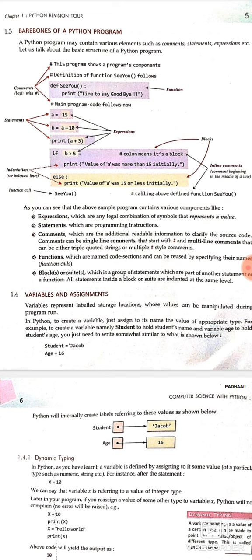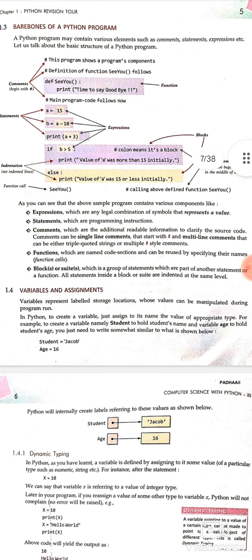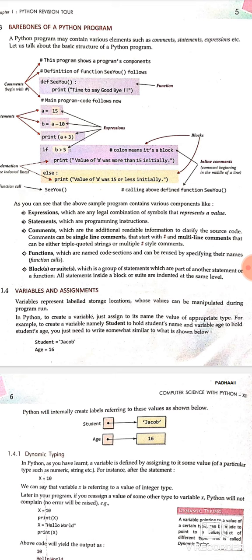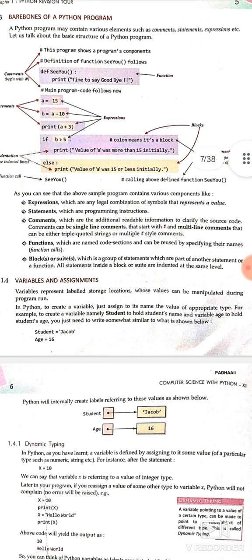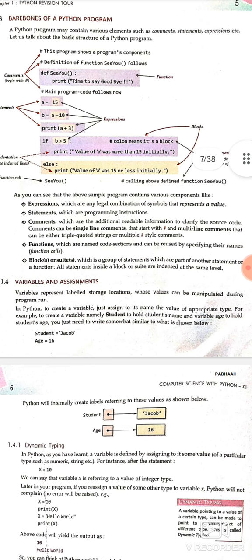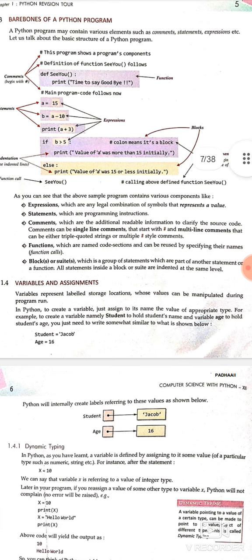So comments can be a single line comment that starts with hash, or a multi-line comment that can be either triple quoted strings or multiple hashes. Okay, next, functions are also there, which are named code sections and can be reused by specifying their names. That is, we have a function called ccu.